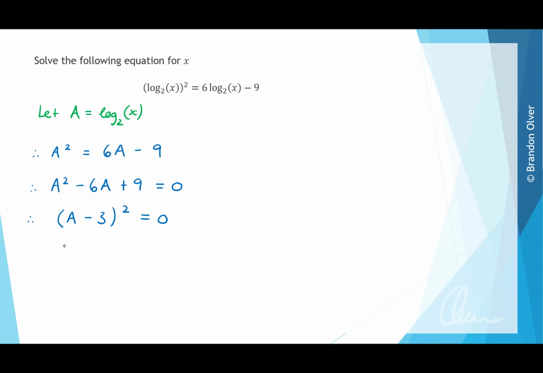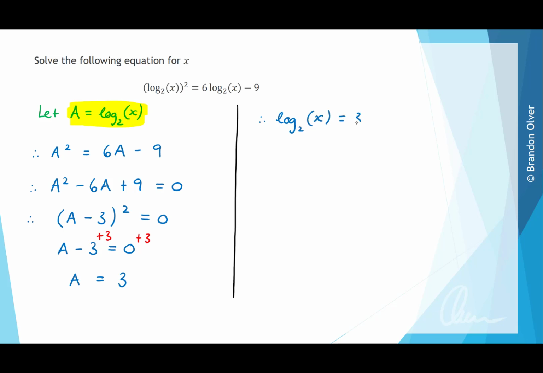Using the null factor law, we can then say that A − 3 equals 0, and adding 3 to both sides of this equation will allow us to find A by itself, and we find that A is equal to 3. However, we know that A is simply log₂ x, therefore the equation we're solving is log₂ x = 3.